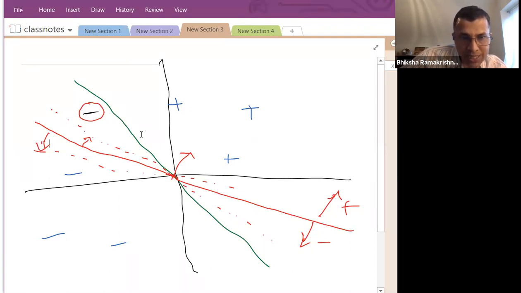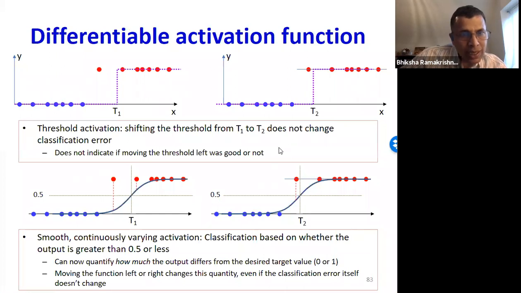So the step function has this horrible property that the derivative is 0 everywhere except at this boundary where it's not defined. And that gives us the problem that we don't know which way to move in. So this figure explains it.